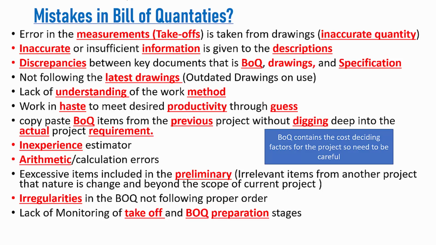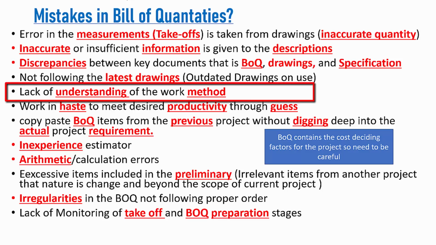Number five is lack of understanding of work method. Most of the time when somebody starts their career as a quantity surveyor, they come and directly sit in the office. They try to figure out and visualize how things are working, but they don't know what actual method of work is being considered on the site. So for them it is very difficult to understand all these steps.